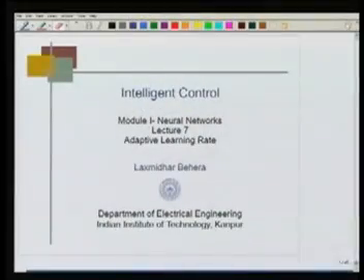So, this is the lecture on adaptive learning rate. We have already discussed various types of feed forward network, and the training that we have used is based on gradient descent technique, where the learning rate eta is a fixed quantity. In this class, we will talk about what is the purpose of making this learning rate adaptive, and how we can achieve it.